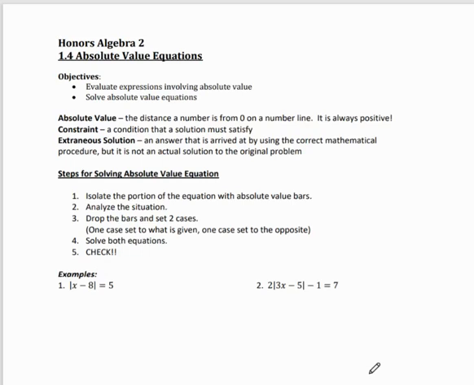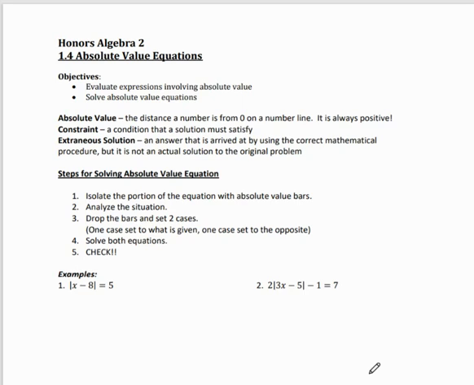Hey guys, today we're going to focus on absolute value equations and absolute value inequalities. So we'll start with section 1.4. Let's recall that absolute value is always positive because it represents the distance a number is from zero on a number line. So absolute value is always positive.